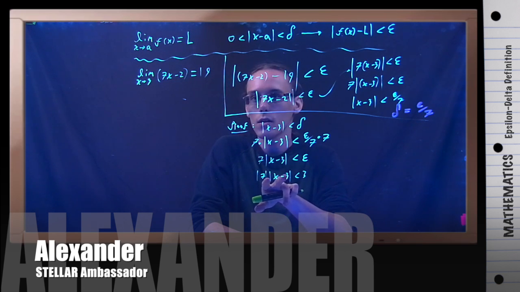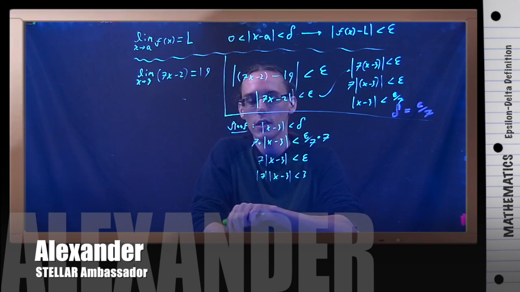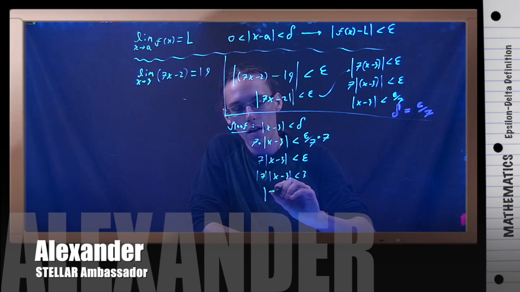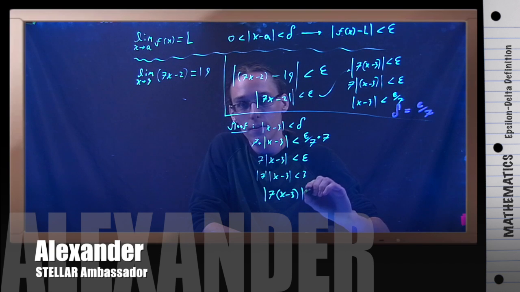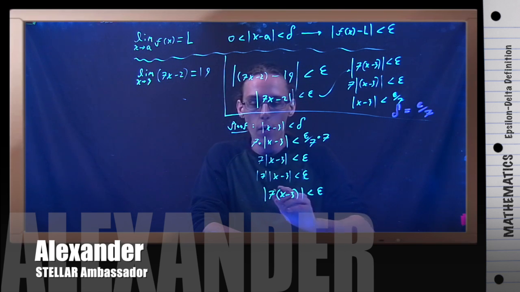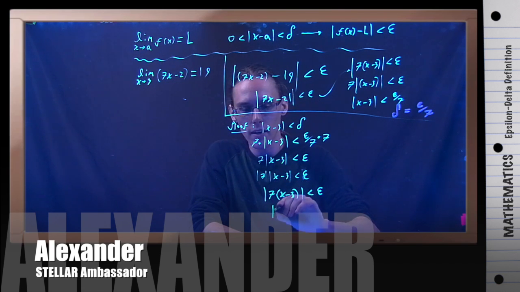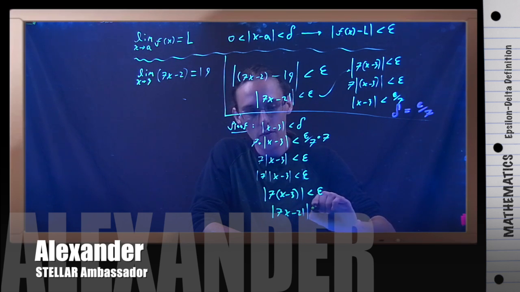Okay, well if I've got the product of two absolute values, I can multiply their insides. So this becomes the absolute value of 7 and x minus 3 multiplied together. And that's less than epsilon. Okay, well I can distribute the 7 in, and so I get 7x minus 21. The absolute value of all this needs to be less than epsilon.